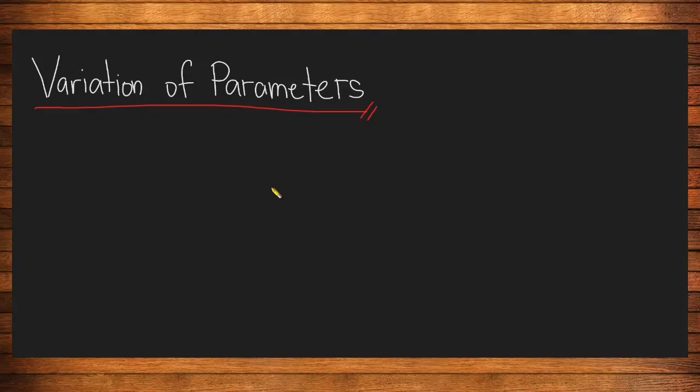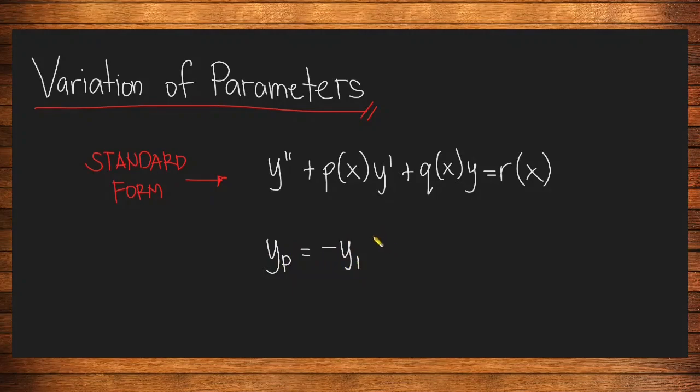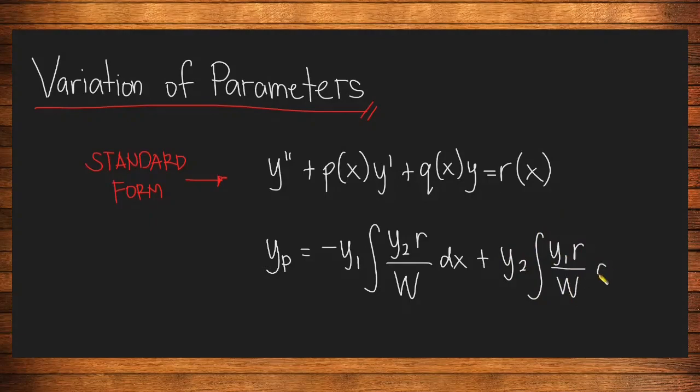So, for the non-homogeneous linear ODE, written in standard form, y double prime plus p of x y prime plus q of x y equal to r of x, where p, q, and r may be variables, so they are not constants. So this method of variation of parameters will give a particular solution y sub p equal to negative y sub 1 times the integral of y sub 2 times r over w dx plus y sub 2 times the integral of y sub 1 times r over w dx.